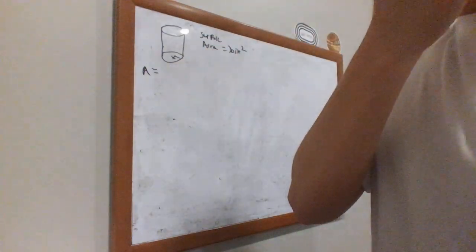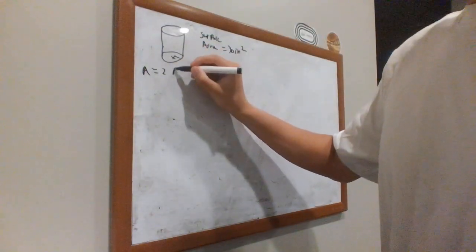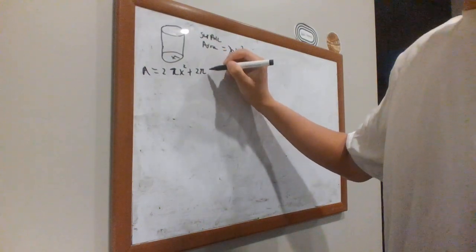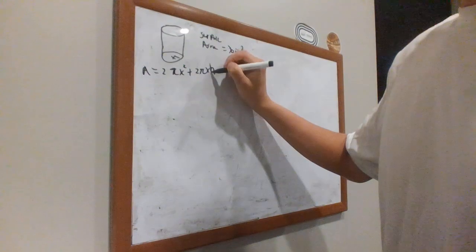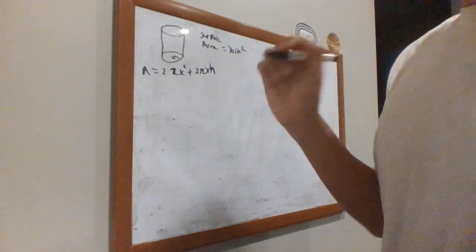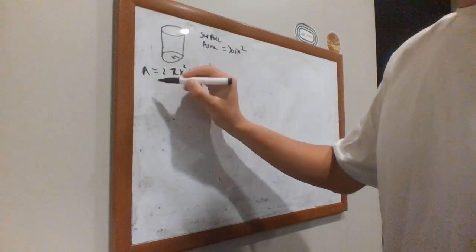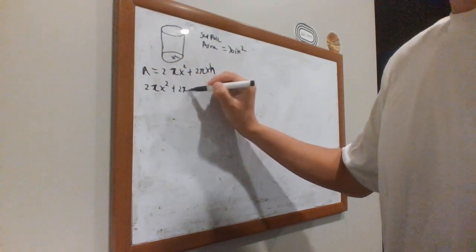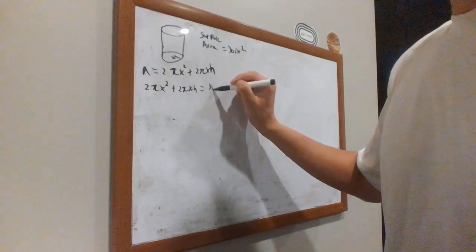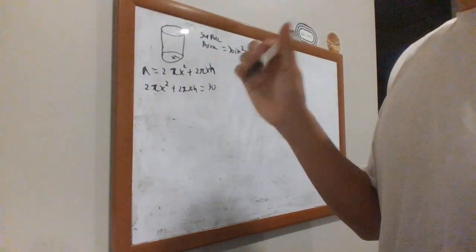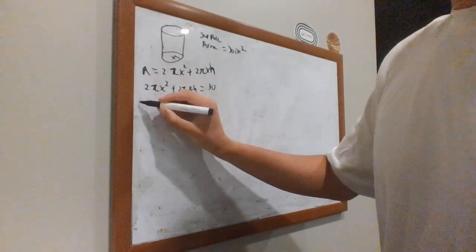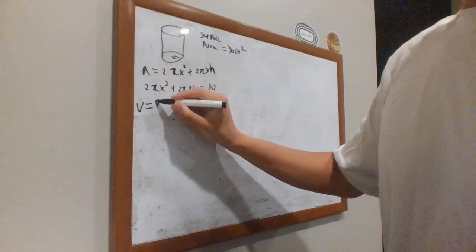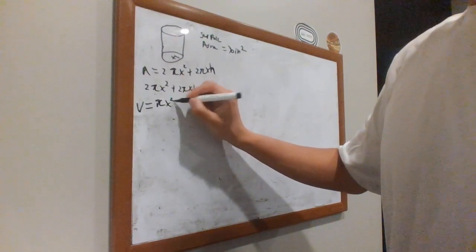A equals 2 pi x squared plus 2 pi x h, where h is the height. Then we'll set that equal to 30. So let's rewrite that: equals 30. And then let's also include the volume, and set that aside for use. That would be pi x squared h.